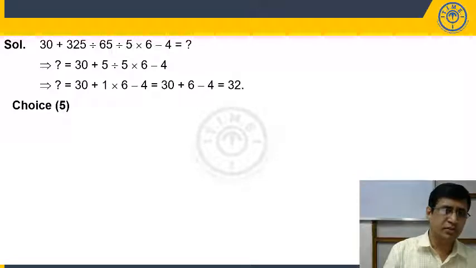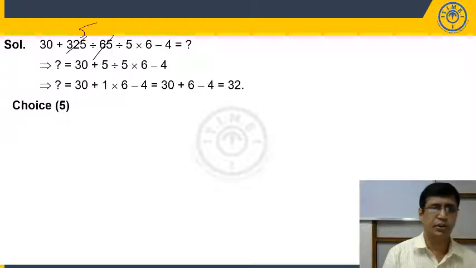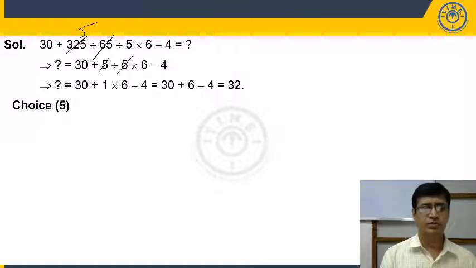Now 65 was exactly 5 times in 325. 5 divided by 5 is 1. So 1 into 6 is equal to 6. 6 minus 4, it is a 2. 2 plus 30, 32. Okay.